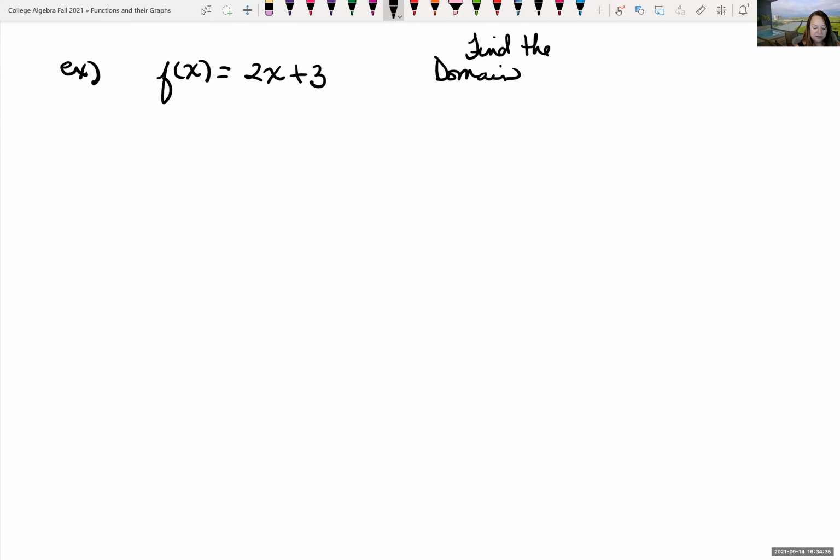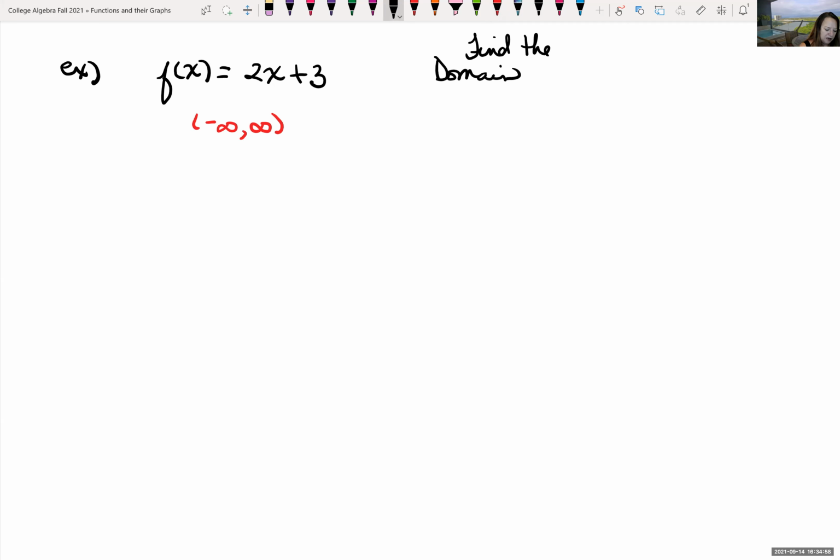Well, it doesn't have any radicals and it doesn't have any variables in the denominator. And so my domain is going to be all real numbers. And so my domain in this case, if I put it in interval notation, is negative infinity to infinity. I can plug in any real number for x and I would get back a real number for y.